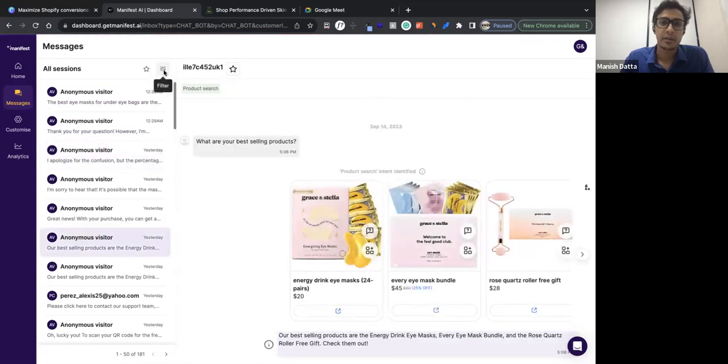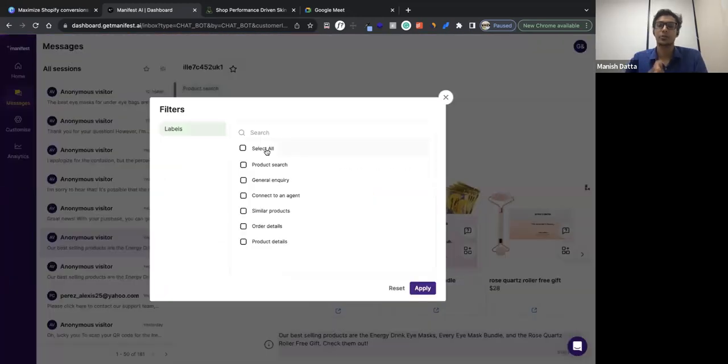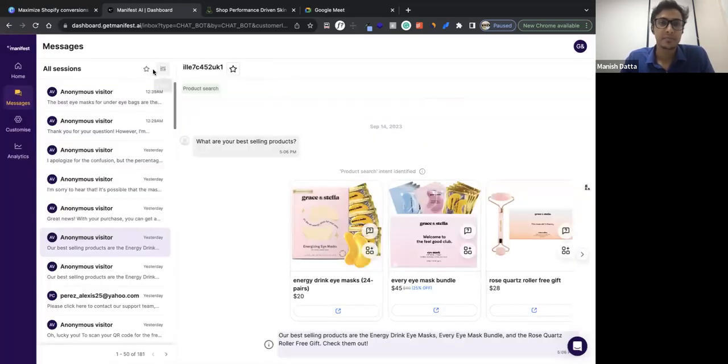You also have a different set of filters available if you want to deep dive into a specific intent. For example, if you want to look at the conversations of customers who probably want to track their orders, you can do all that here. If you want to pin or star some chats for referring to them in the future or for sharing with your team, you can also do that. You can star or pin any conversations.